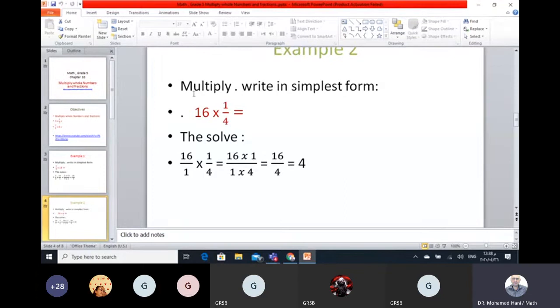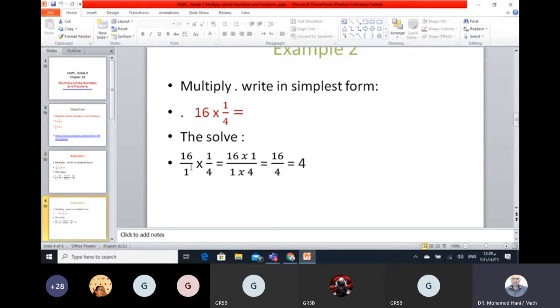In this example, multiply, write in simplest form. We have here 16 multiplied by 1 over 4. As you see here, we have a whole number multiplied by a fraction. Change the whole number to a fraction. How? Put the denominator 1. So we can write 16 equals 16 over 1, multiplied by 1 over 4.